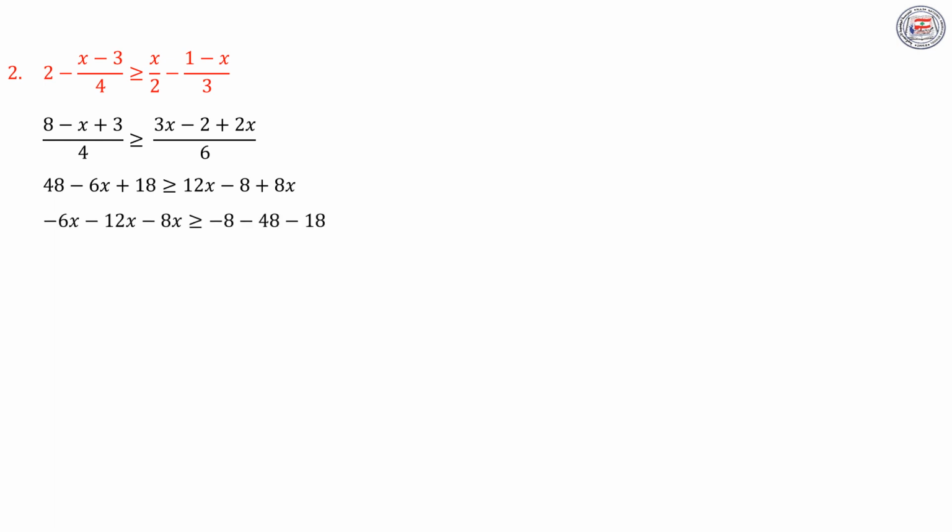In the third step, we have to take the variables on the left side and the numbers on the right side of the inequality. Then we get minus 6x minus 12x minus 8x greater or equal to minus 8 minus 48 minus 18, then minus 26x is greater or equal to minus 74.